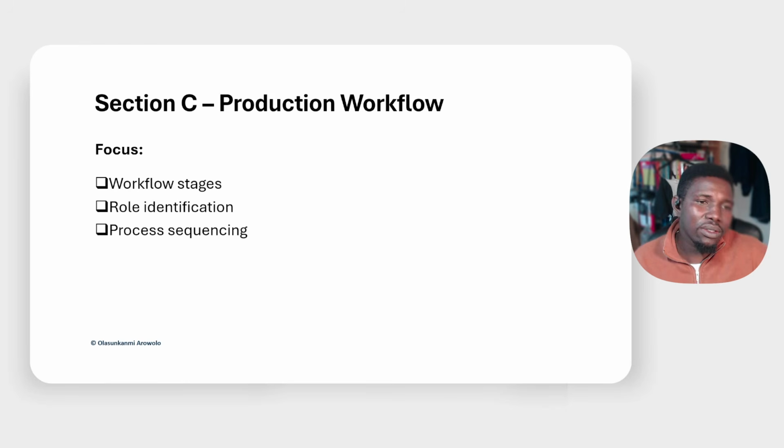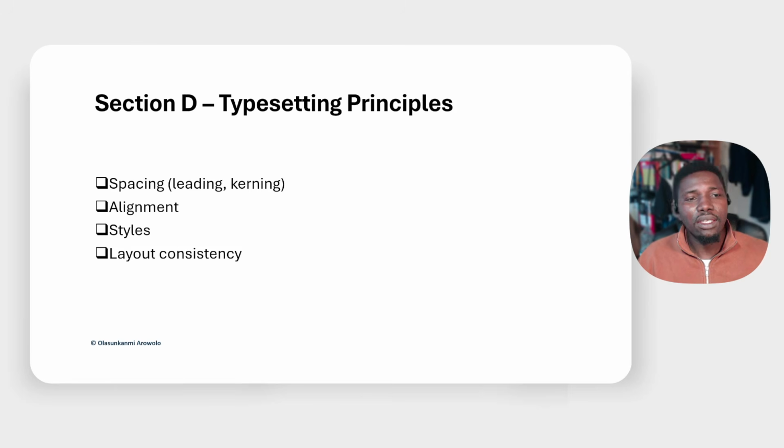So again, in section C, we're looking at the production workflow and the workflow stages. It's very important that you know these key stages, the role of each stage, and also the process of sequencing these tasks. Section D focuses on typesetting principles, which has to do with spacing, leading, kerning, that I've mentioned earlier, alignment, styles, layout, and consistency. Very, very important. So we need to be sure that we're on top of our game. I hope this helps you.